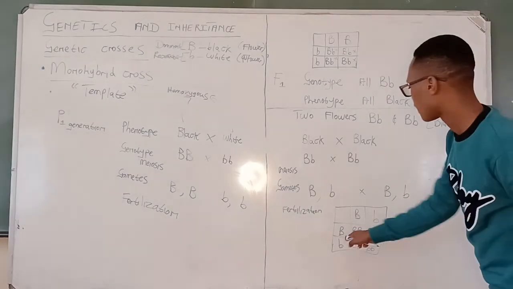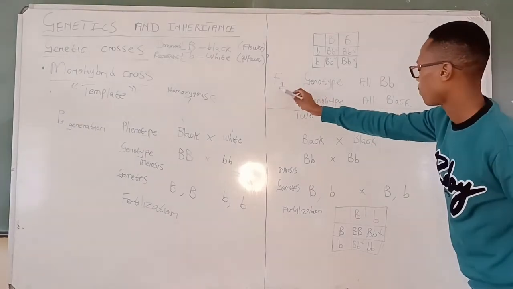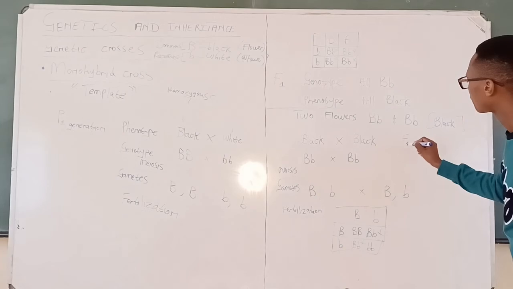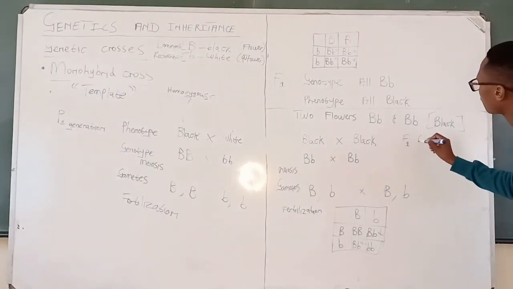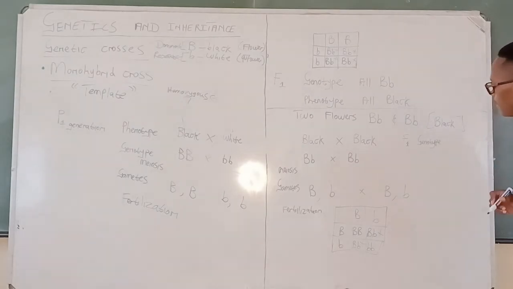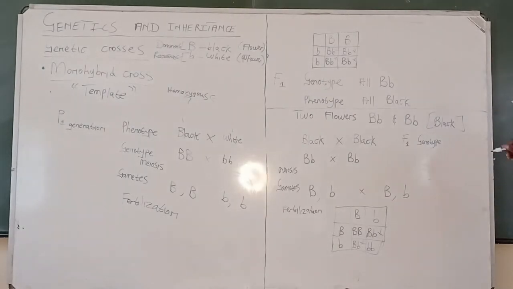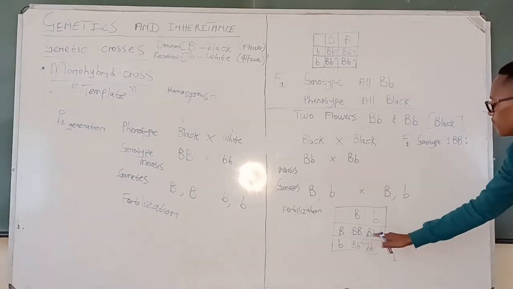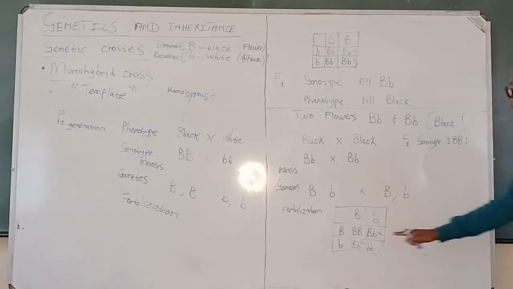So after this step now, we're going to have this step of F1 generation. I'm going to write it here. So now we're going to have the first filial generation, and then we're going to have the genotype of that generation. In our genotype, you can see that we have 1 BB, and then we also have another one which is Bb and Bb. So 2 of them are Bb.